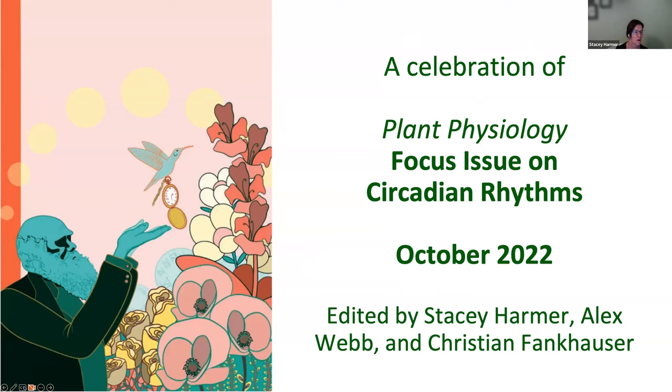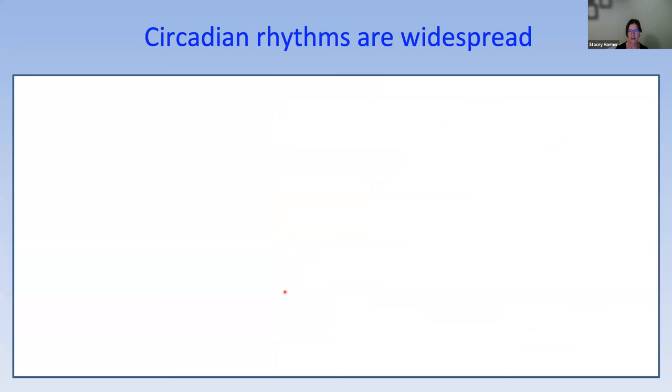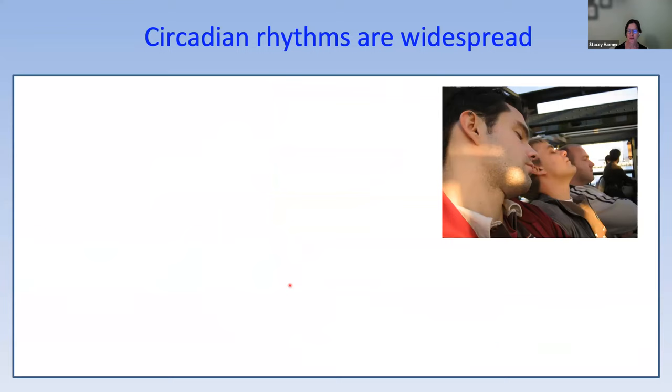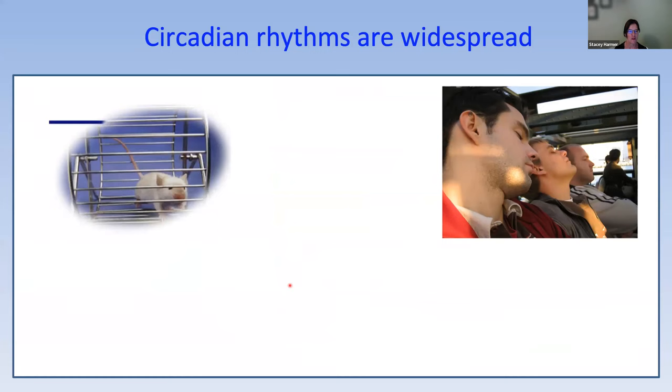So we have this focus issue on circadian rhythms. And I'm just excited to give you a little bit of an overview of the topic and the papers in the issue. Probably circadian rhythms are obvious in yourself. You have rhythms in your sleep and wake cycle. You see rhythms in animals around you, but you also see rhythms in plants.